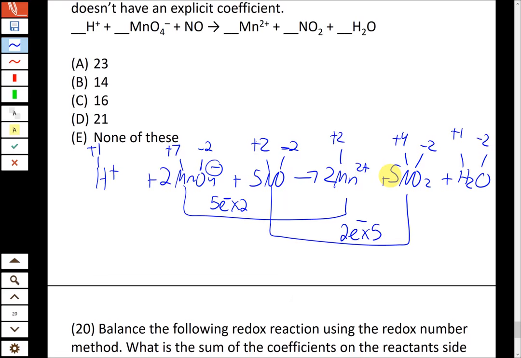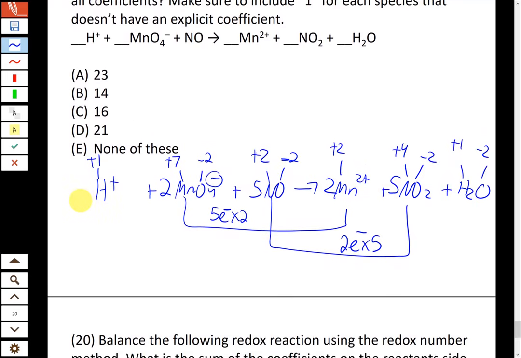But this one asks for the sum of all the coefficients. So we have to finish it off with H plus and water. So we're going to add water to make sure that oxygen is balanced first. On the left side of the equation, we have 2 times 4 is 8, plus 5 is 13 oxygens. On the right side, we have 10 from NO2, so we need 3 more to balance it. So we're going to put a 3 in front of water. Now we have 13 oxygens on each side.